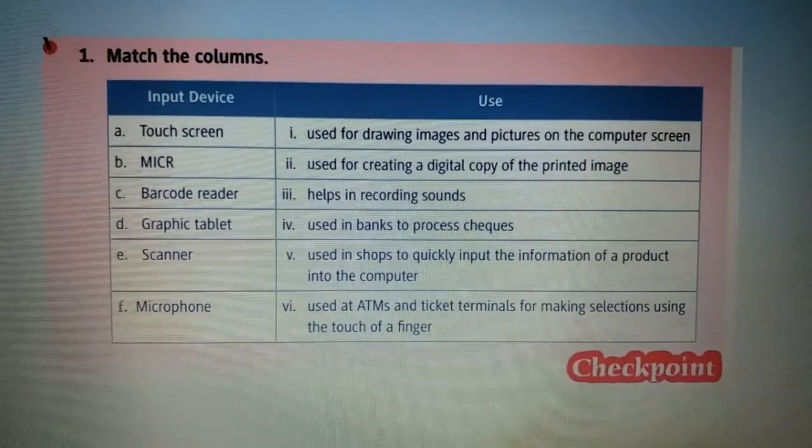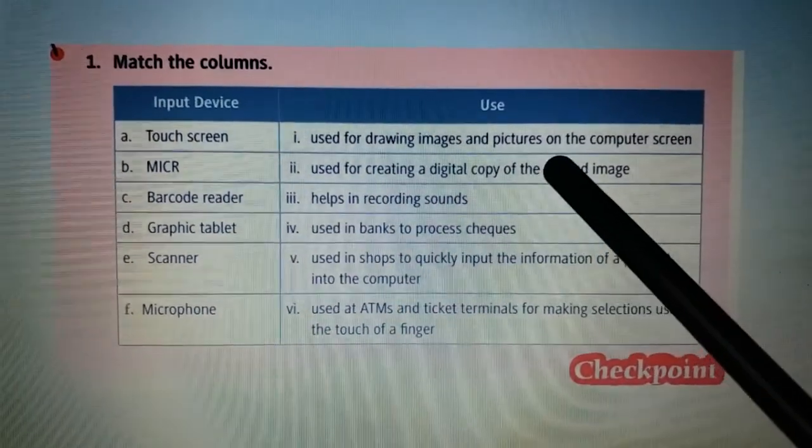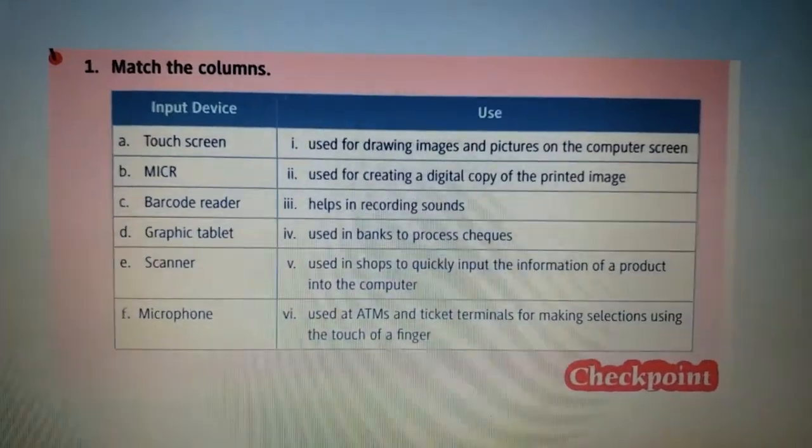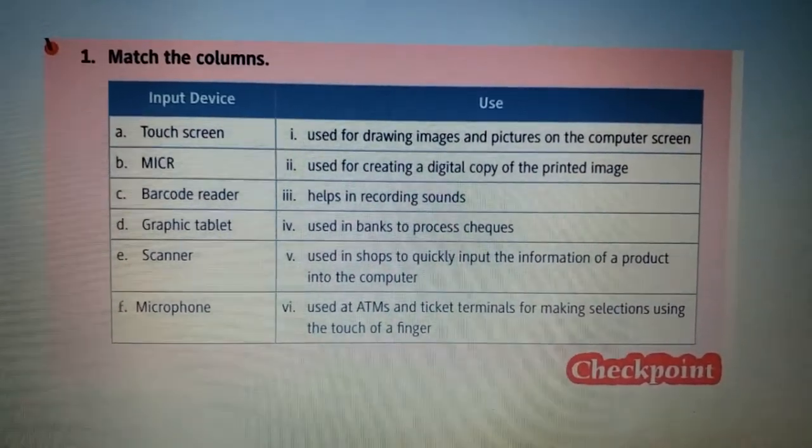Scanner, used for creating digital copy of a printed image. Microphone, helps in recording sounds.